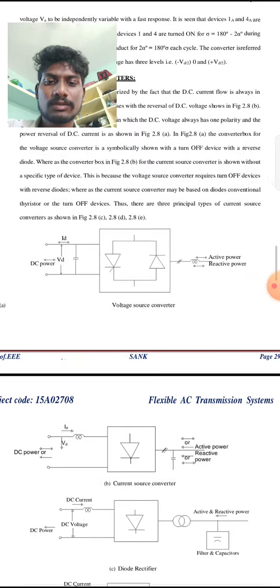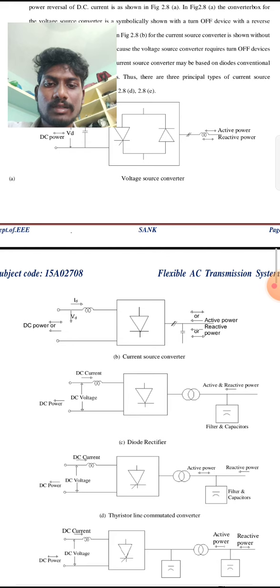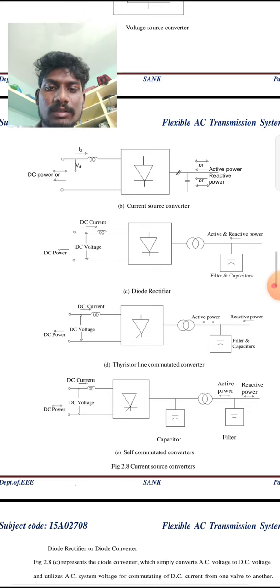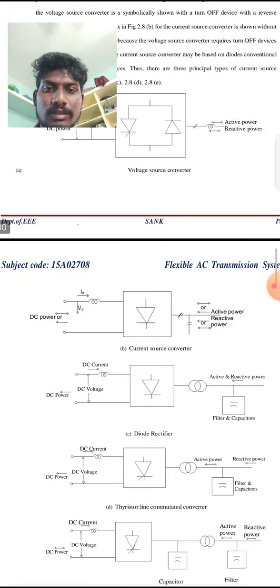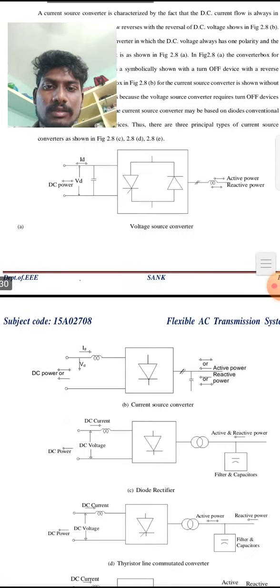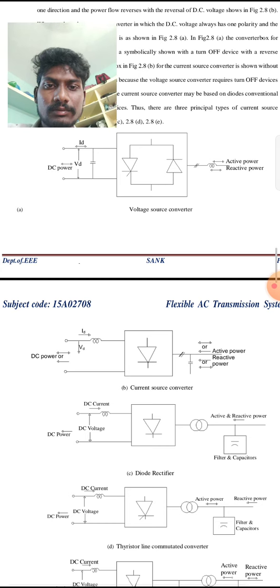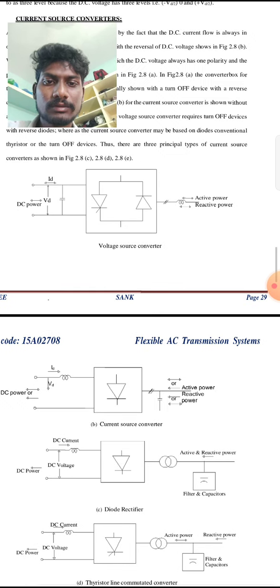The figure shows the voltage source converter, current source converter, diode rectifier, thyristor line commutated converters, and self commutated converters. These are current source inverters. The voltage source converter input is DC power and the output is active power and reactive power.